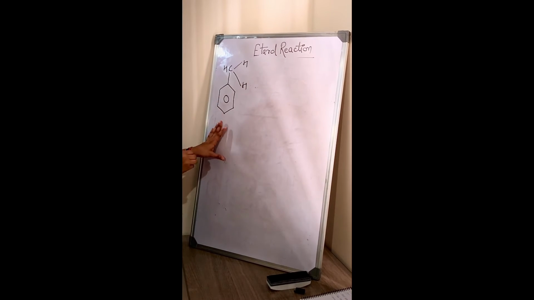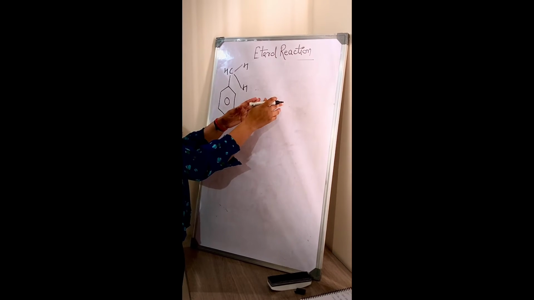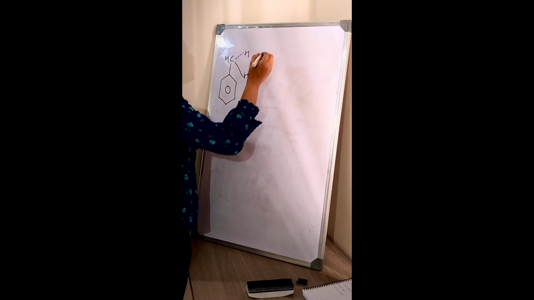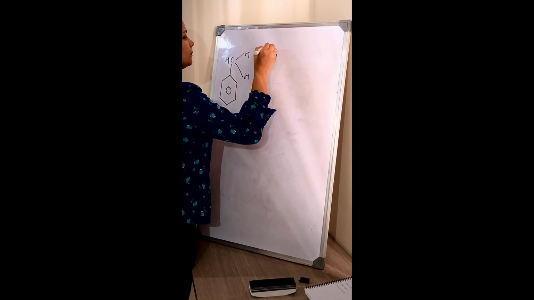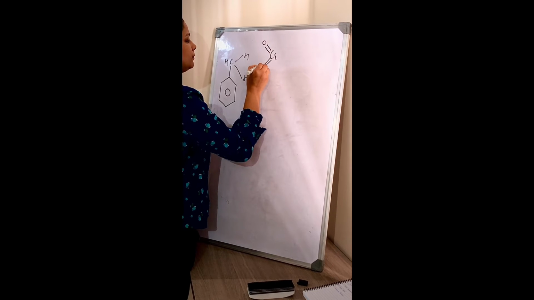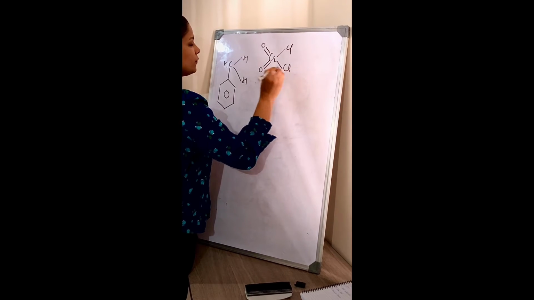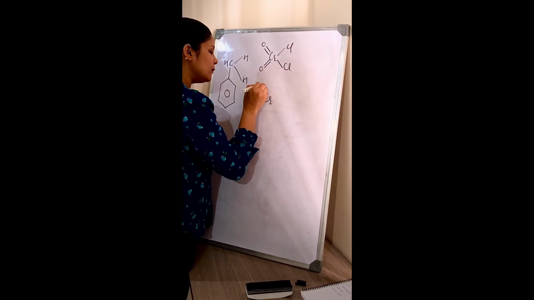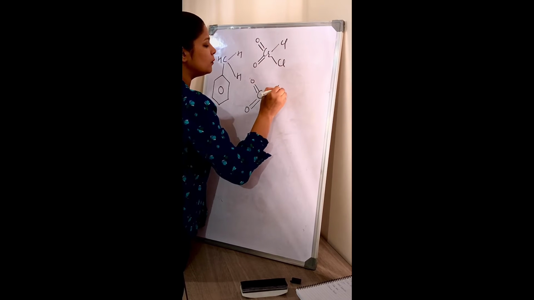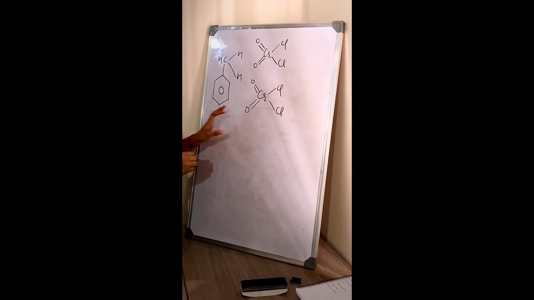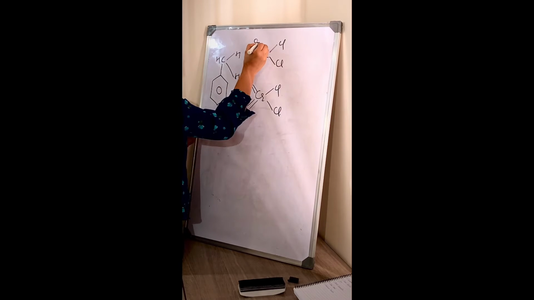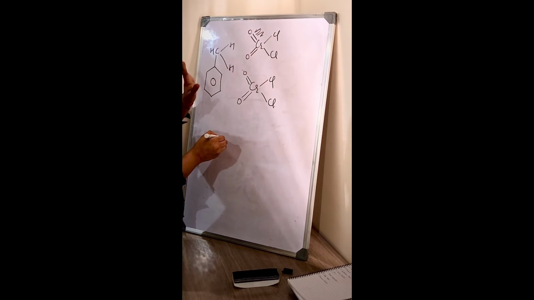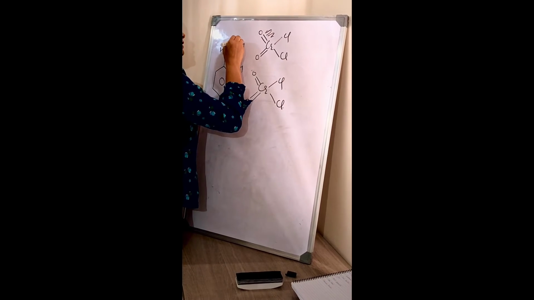This is the structure of toluene. Now we draw the structure of chromyl chloride. Here we take 2 molecules of chromyl chloride. This is the structure of chromyl chloride, CrO2Cl2, 1 molecule. Now we make another molecule. This is the structure of chromyl chloride. Here homolytic cleavage takes place, both the atoms withdraw their electron. Here also the homolytic cleavage takes place.